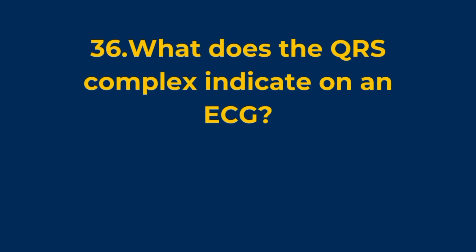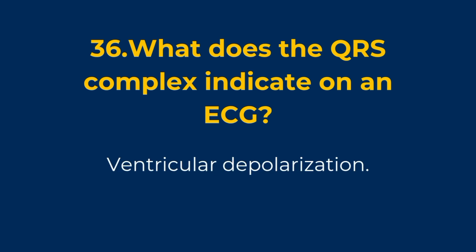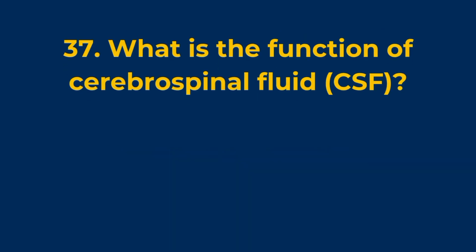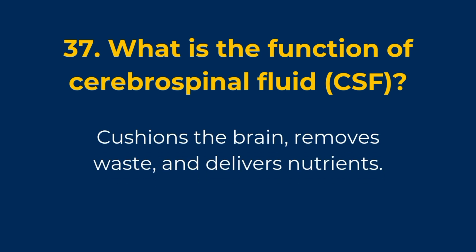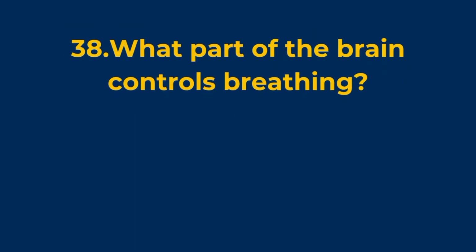36. What does the QRS complex indicate on an ECG? Ventricular depolarization. 37. What is the function of cerebrospinal fluid, CSF? Cushions the brain, removes waste, and delivers nutrients. 38. What part of the brain controls breathing? Medulla oblongata.